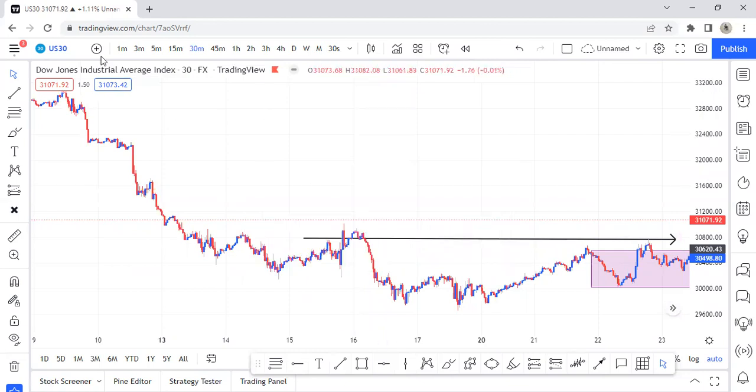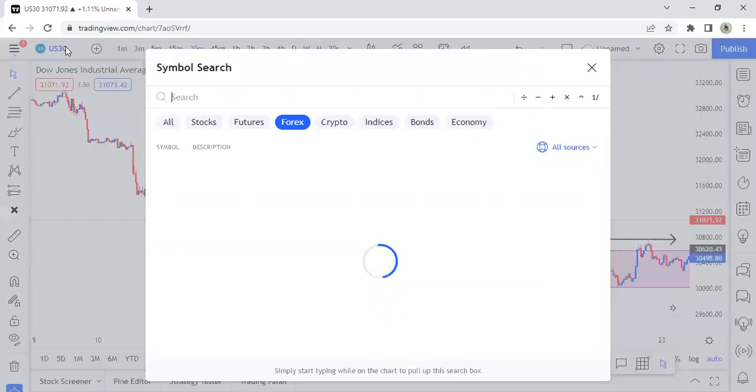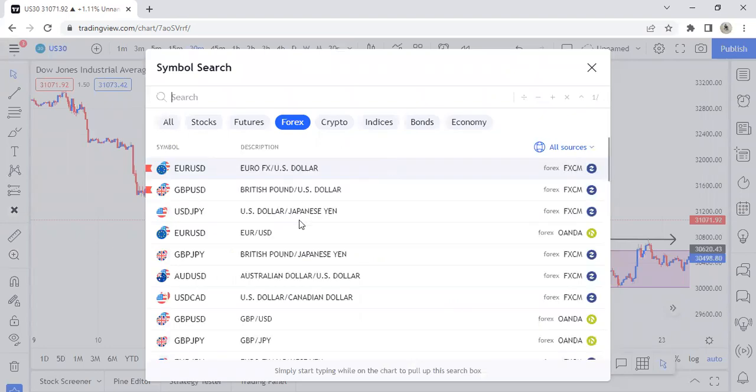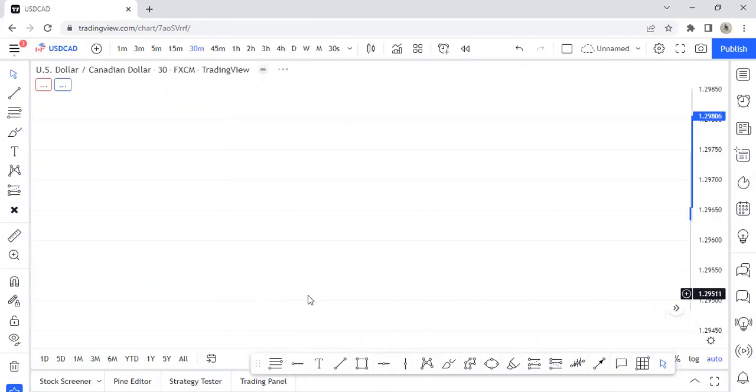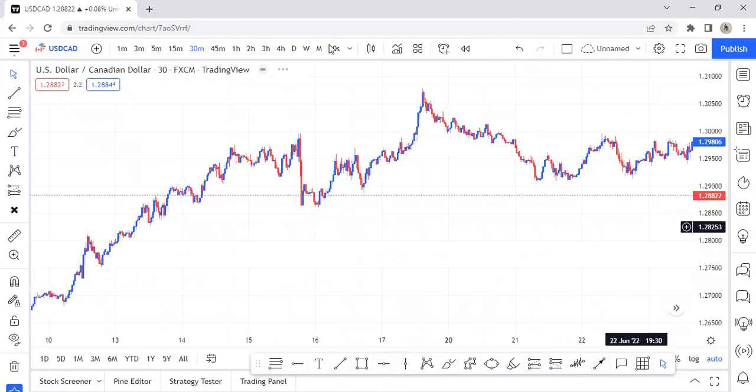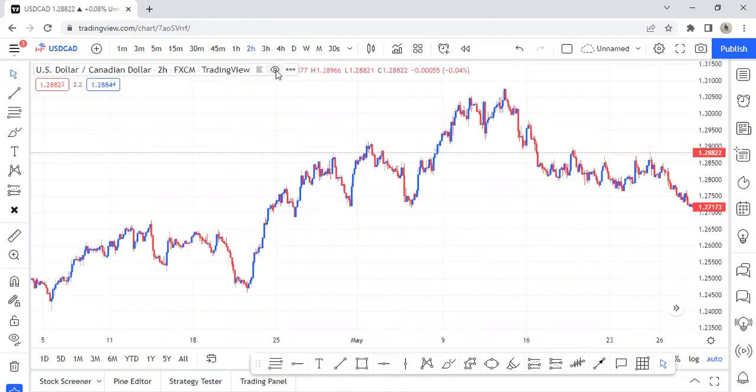I think I should go to a pair that is not on my watch list, because I use a watch list so that I can mark things out. So now let me go to the chart with USDCAD. I don't trade USDCAD, so let's use USDCAD for the teaching. We'll just make it invisible for a while.